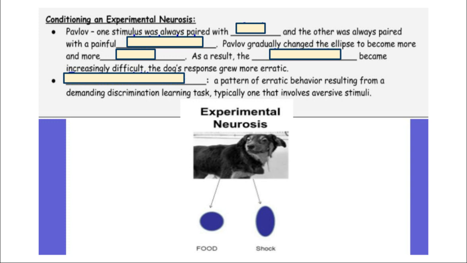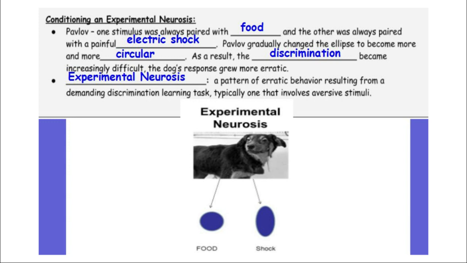Conditioning and experimental neurosis. In Pavlov's experiment, one stimulus was always paired with food, the other was always paired with a painful electric shock. Pavlov gradually changed the ellipses to become more and more circular, and as a result, discrimination became increasingly difficult, and the dog's response grew more erratic. Hence, we have our experimental neurosis. This is a pattern of erratic behavior resulting from a demanding discrimination learning task, typically one that involves aversive stimuli.